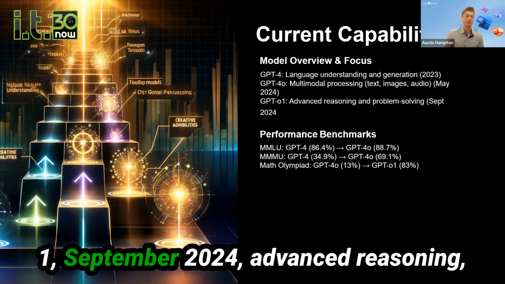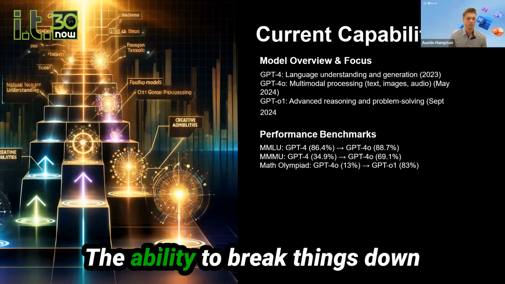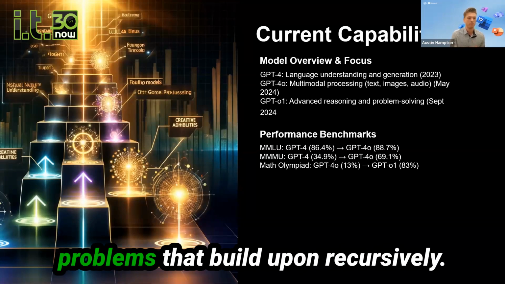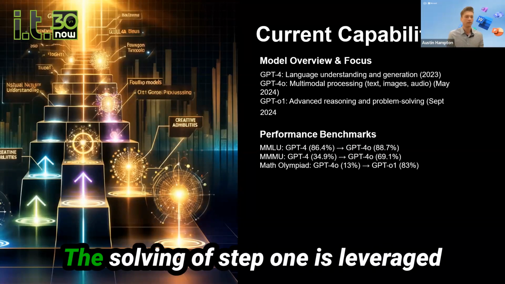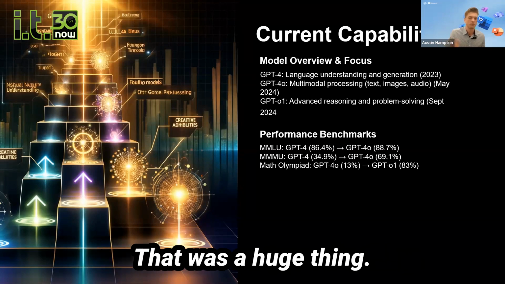GPT-o1, September 2024: advanced reasoning, problem solving, chain of thought, the ability to break things down into smaller problems and solve those problems that build upon each other recursively, i.e. the solving of step 1 is leveraged to solve step 2. That was a huge thing.